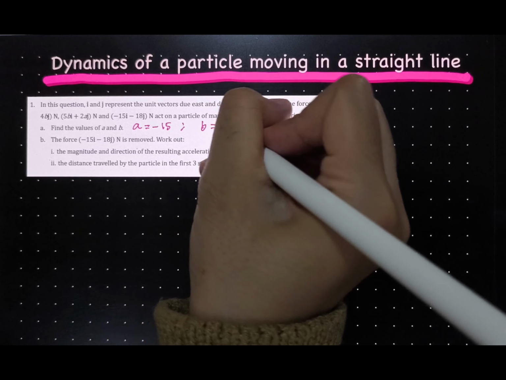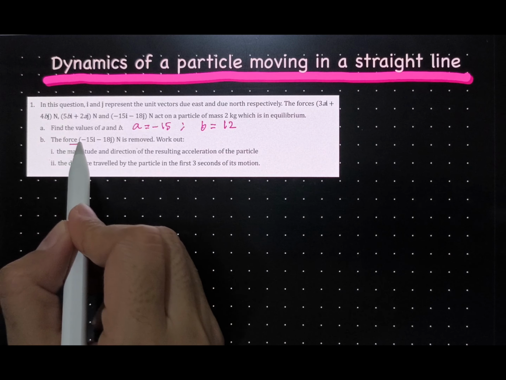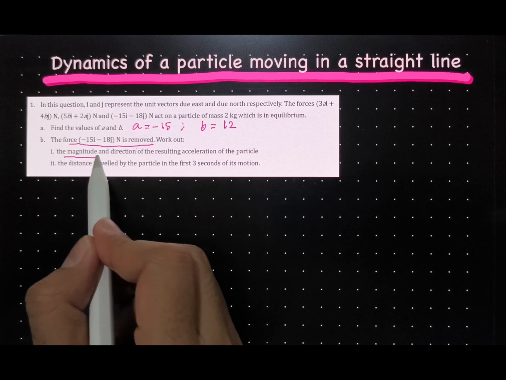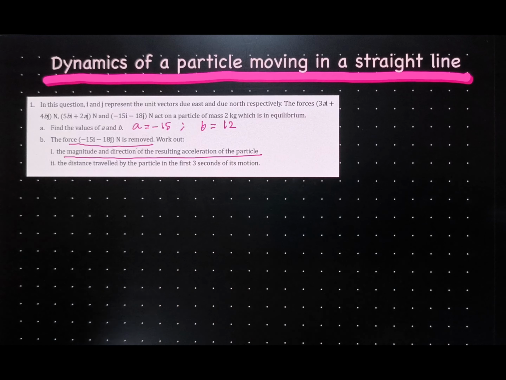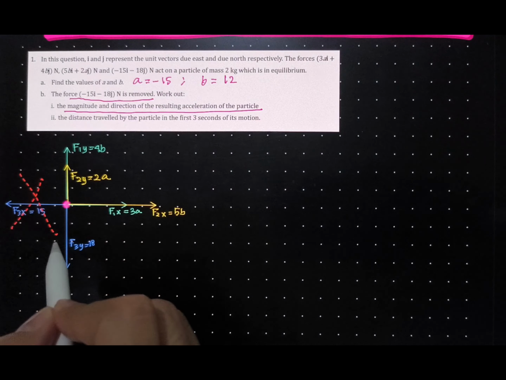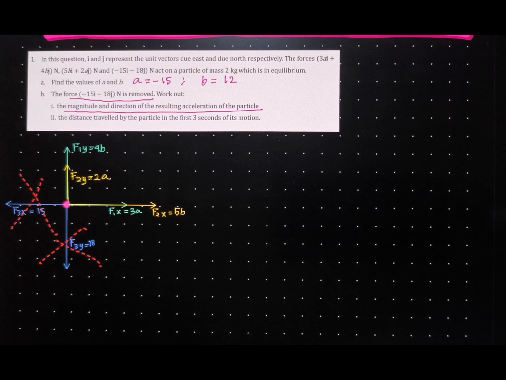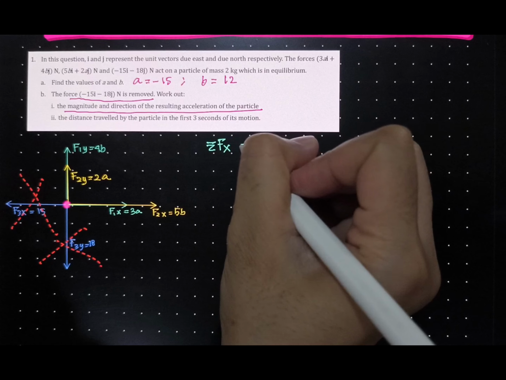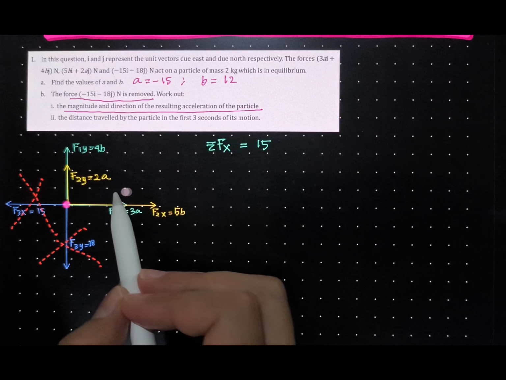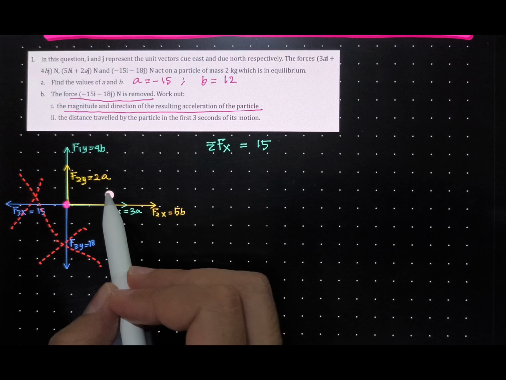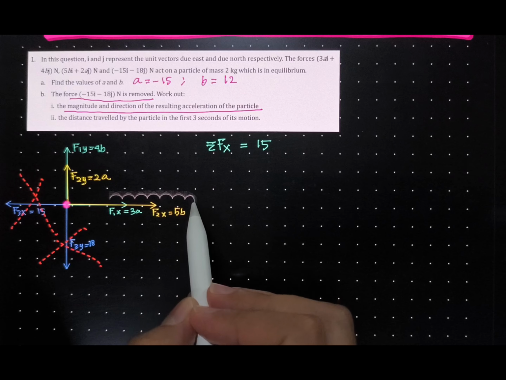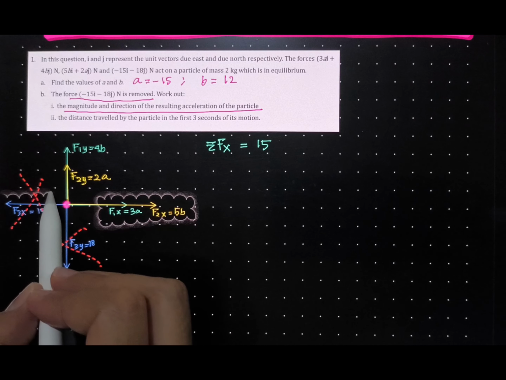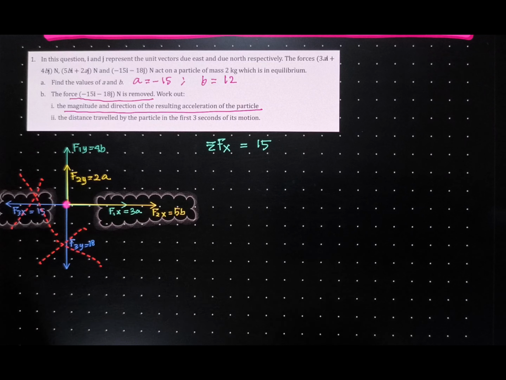Now let's continue to part bi. If the third force is removed, work out the magnitude and direction of the resulting acceleration. First, let's copy the first diagram and remove the third force. The sum of forces acting on the x-axis is 15 Newton to the right. This is because when the object was in equilibrium, the total force acting to the right was 15 Newton and the total force to the left was also 15 Newton.